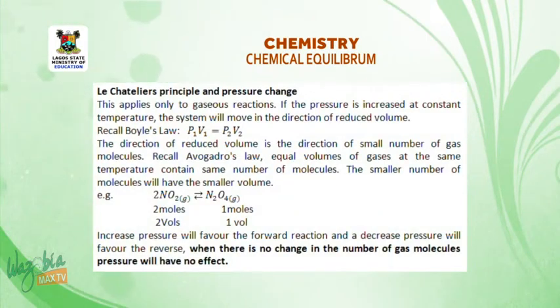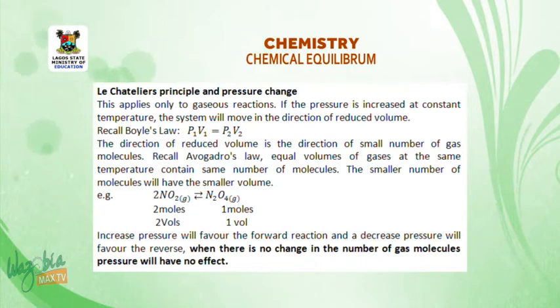Le Chatelier's principle and pressure change. This applies only to gaseous reactions. If the pressure is increased at constant temperature, the system will move in the direction of the reduced volume. Recall that Boyle's law is P1V1 equals P2V2. That is, the pressure is inversely proportional to the volume. The direction of reduced volume is the direction of the smaller number of gas molecules. Recall Avogadro's law: equal volumes of gases at the same temperature contain the same number of molecules. The smaller number of molecules will have the smaller volume.